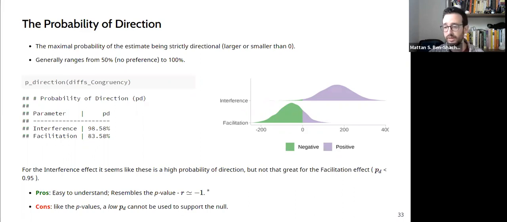This also leads us to the con of using the probability of direction: just like p-values, low probability of directions cannot be used to support the null, right? So from this very high probability of direction, it's quite clear that this isn't a null effect going on here. But from here, we're not as clear, right? I mean, this is still giving us some information about our posterior, but it's not as clear. And we can't actually use the probability of direction to support the null for that reason.